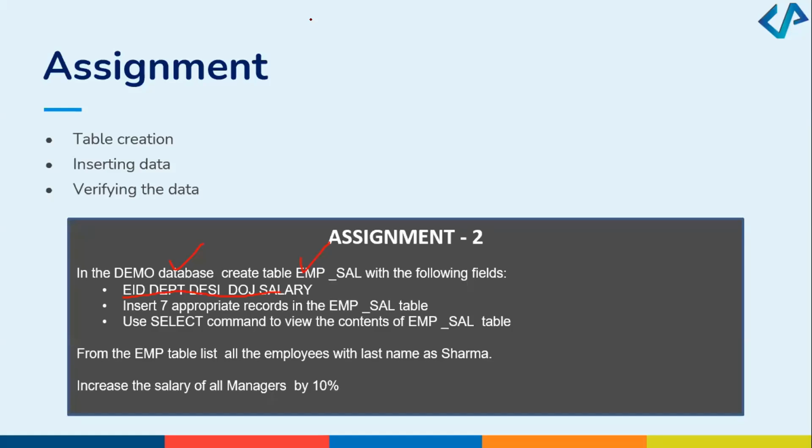Very good, guys. Insert into query. Everybody's comfortable, I can see. Good. We can move to the next. So your 7, if you wanted to add 7 appropriate records, what you are going to do? You will write this query 7 times, isn't it? So insert 7 appropriate records.